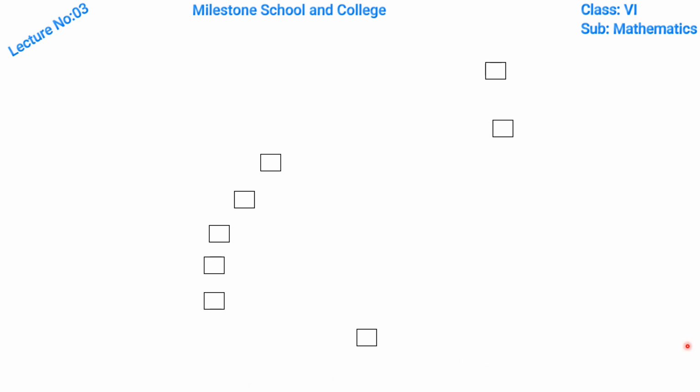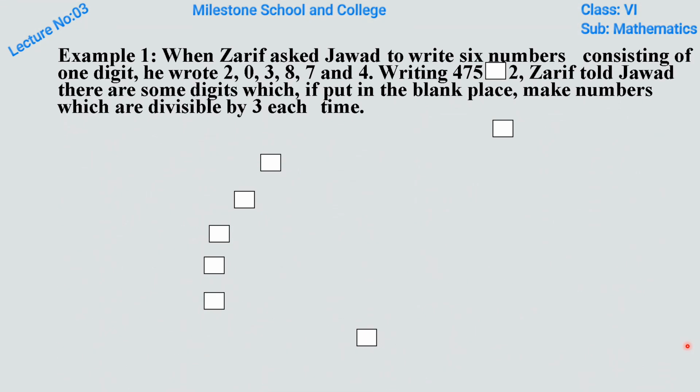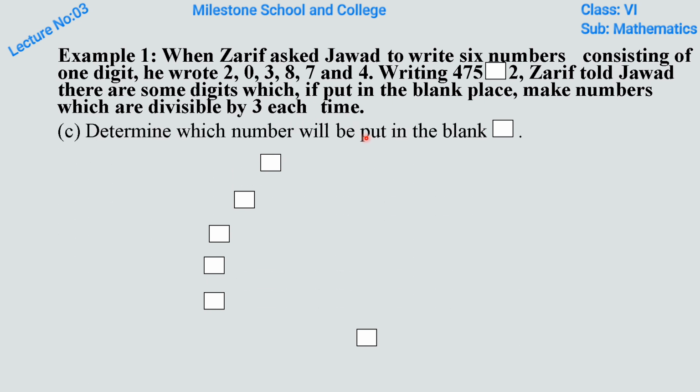Now, my dear students, the last question, that is example number 1. When Zarif asked Jawad to write 6 numbers consisting of one digit, he wrote 2, 0, 3, 8, 7 and 4. Now writing 475-2, Zarif told Jawad there are some digits which, if put in the blank place, make numbers which are divisible by 3 each time. So the question number C is, determine which number will be put in the blank place.